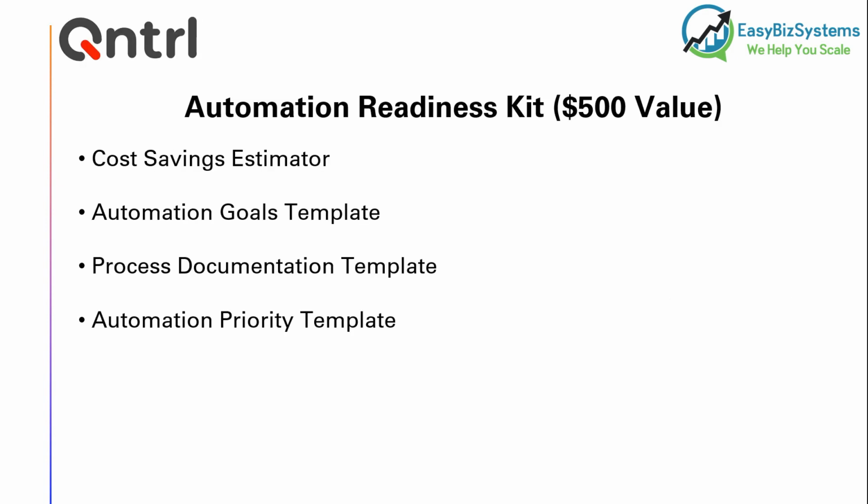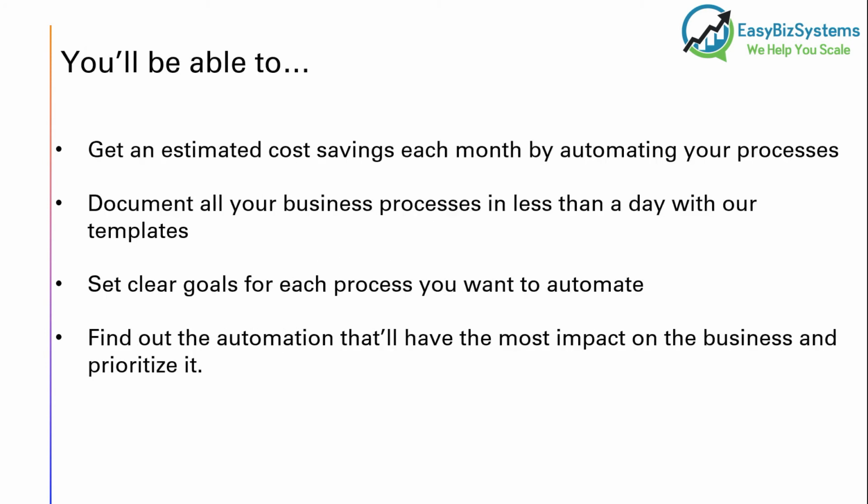So the next thing that we are going to give you is the Automation Readiness Kit. It has a $500 value. Basically you get a cost estimate, a savings estimator, an automation goals template, a process documentation template, and an automation priority template, right? All these are included in that. What you'll be able to do with that is get an estimated cost savings each month by automating your process. So you basically understand how much you will save each month.